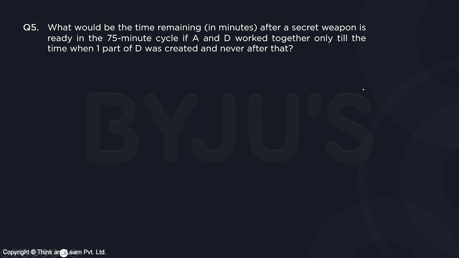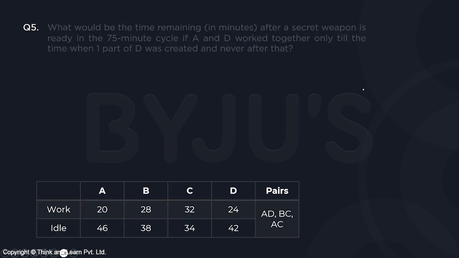And then he says, what would be the time remaining in minutes after a secret weapon is ready in the 75-minute cycle if A and D worked together only till the time when one part of D was created and never after that? Now, one part of D would be created in 6 minutes. So A and D work together for only 6 minutes. Now D has to work for all the remaining time alone, that is for 18 minutes.